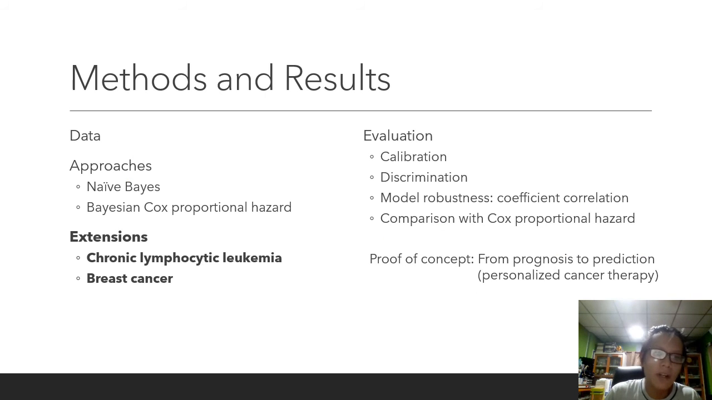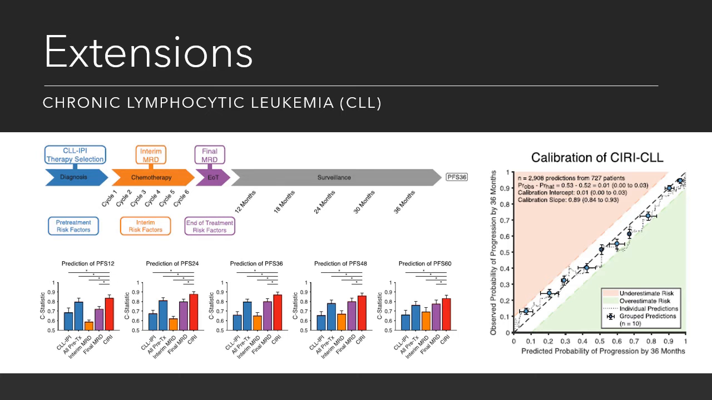Okay, next, I will talk about the extensions of the model to chronic lymphocytic leukemia and breast cancer. This one is the extension of the series model to include chronic lymphocytic leukemia. You will see that it uses different factors. This one uses pretreatment factors, IPI, like diffuse large B-cell lymphoma, but for chronic lymphocytic leukemia. This one is interim MRD, to investigate tumor cells in the patient's blood. And this is final, at the end of the treatment.